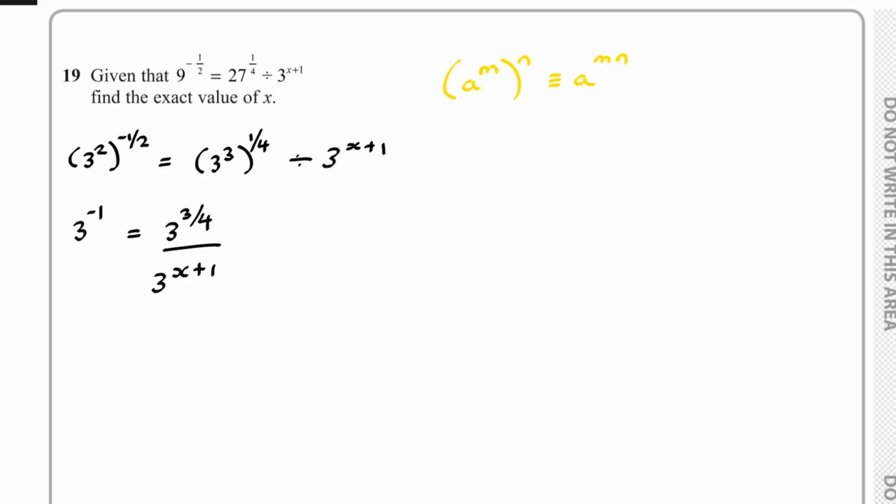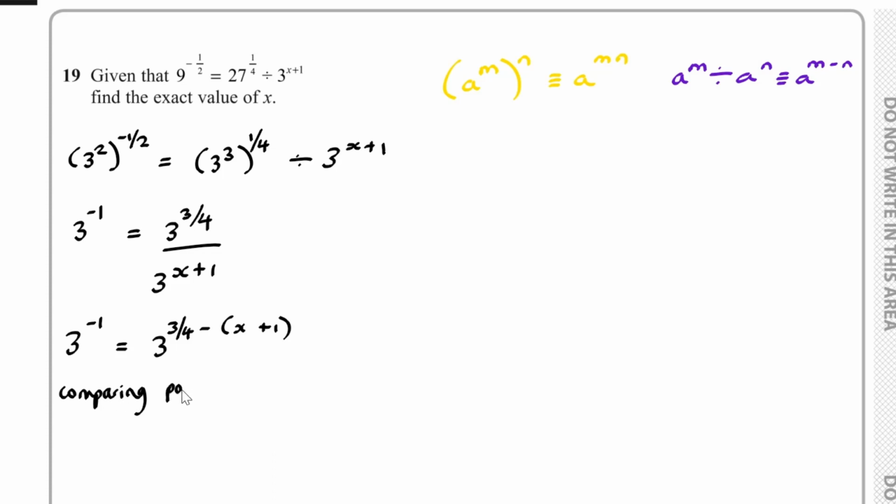Now, whenever we divide powers, a to the power of m divided by a to the power of n, that's equivalent to a to the power of m minus n. We subtract the powers. So here we have 3 to the power of minus 1 being equal to 3 to the power of 3/4 minus x plus 1. So now comparing powers, we see here we have minus 1 being equal to 3/4 minus x plus 1.